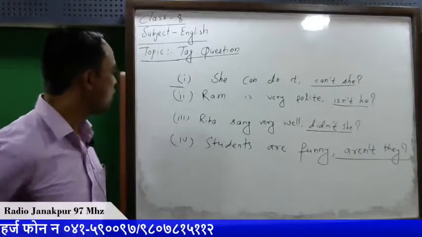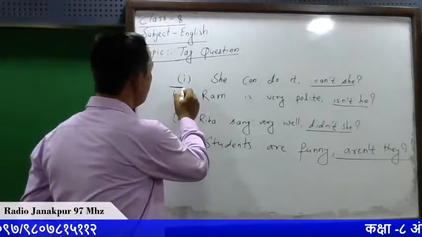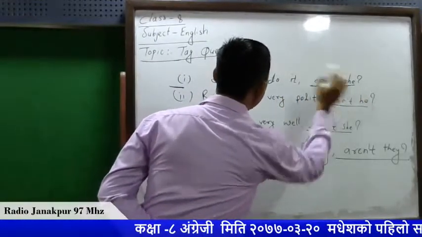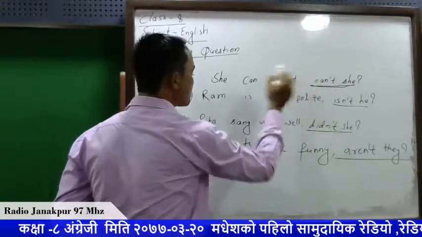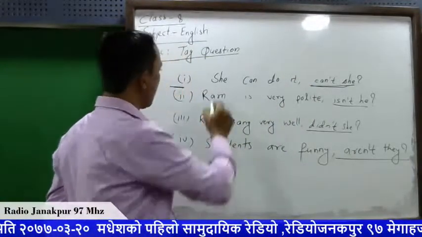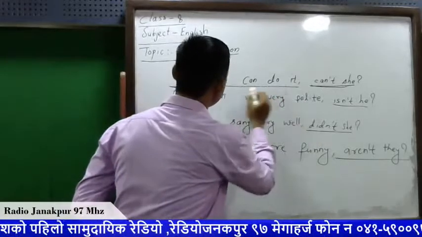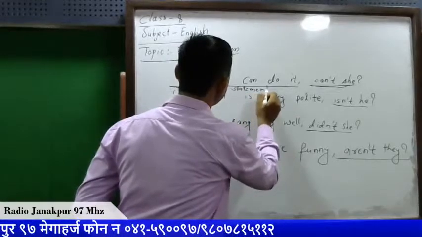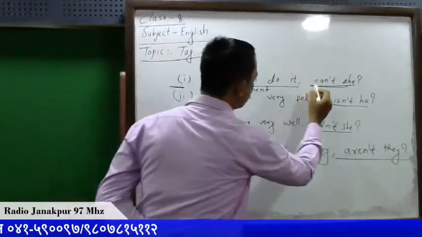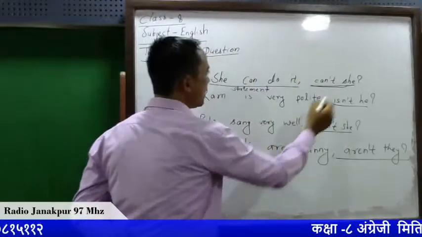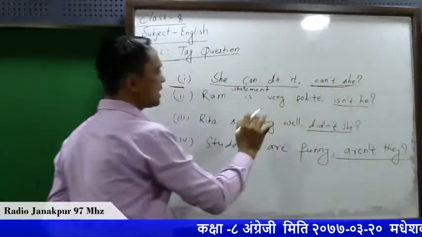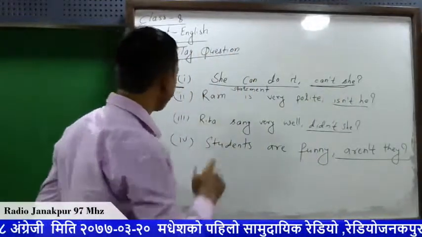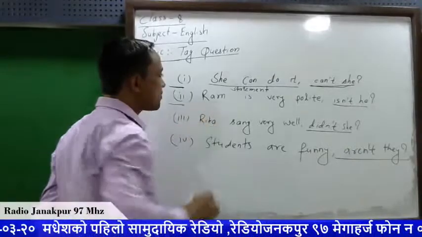First of all, look at the first sentence. She can do it, can't she? This part is called the question tag, and this is the statement. Here is a comma, here is a question mark, and you can see all the letters in the question tag are in small letters. Number 2, Ram is very polite.